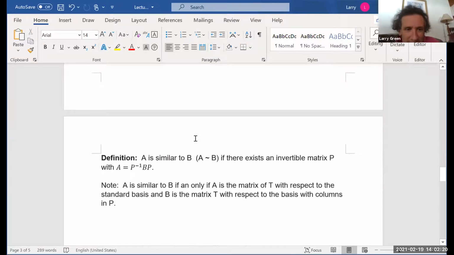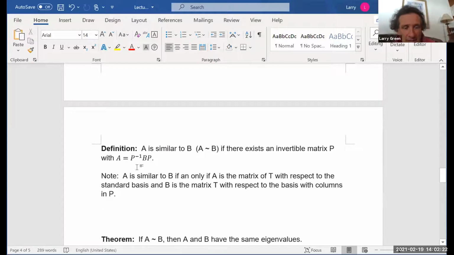Okay, I want to move on to a definition that's a nice, important one, and that is similar. So we say A is similar to B, sometimes you write A tilde B, if there exists an invertible matrix P with A equals P inverse BP. Now you look at that and you're like, sure, it's a definition, but who cares, right? But let me tell you, this is a really important definition.